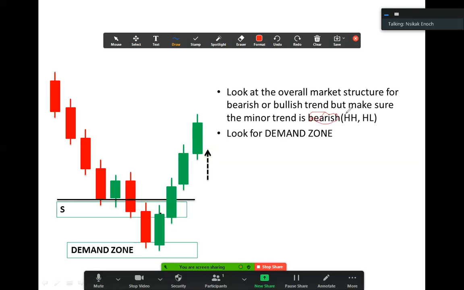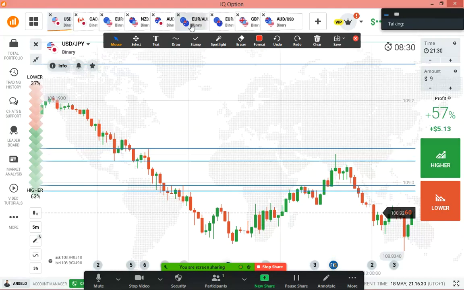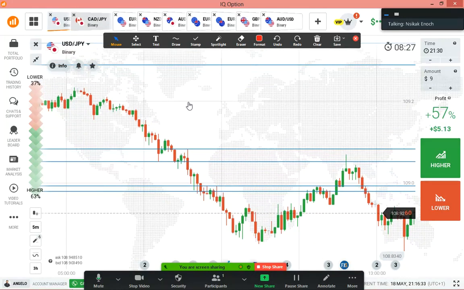Okay, so the bullish trend should be in the form of higher highs and higher lows. Then look for a demand zone. Like I said, look for a demand zone. So let's check that. Let's check another pair.